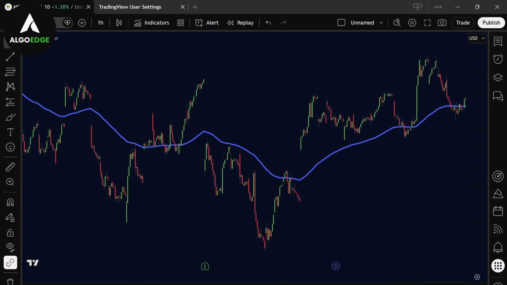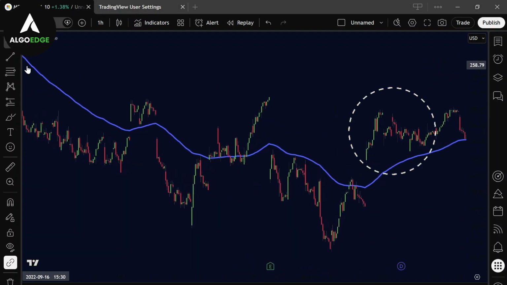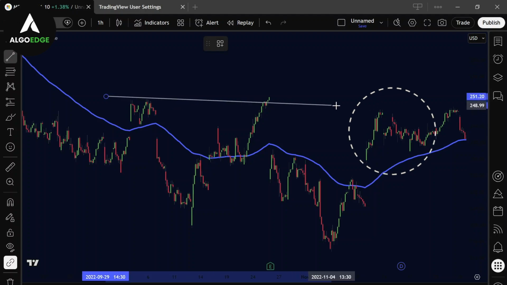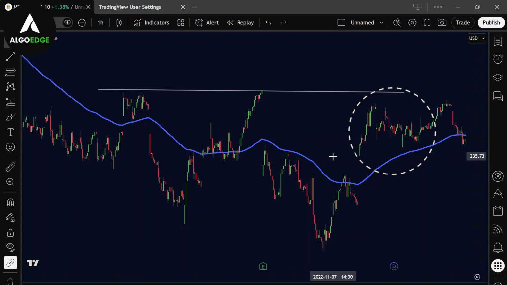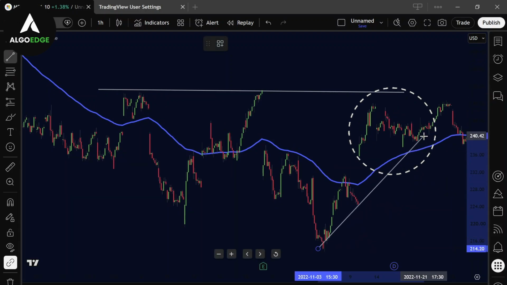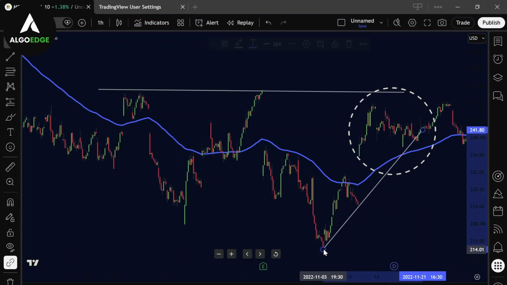Now, let's look at this Microsoft chart. Here, we're looking for a buy opportunity. At first glance, it seems like we don't have any confirmation besides the EMA because there isn't a clear horizontal resistance level that has flipped into support. But if you look more closely, you'll notice something important. We have a dynamic ascending trend line that perfectly aligns with the EMA, giving us another layer of confirmation.